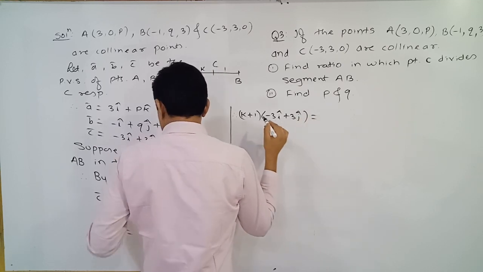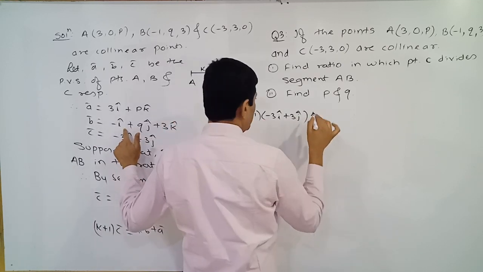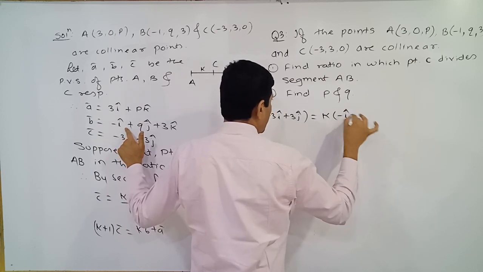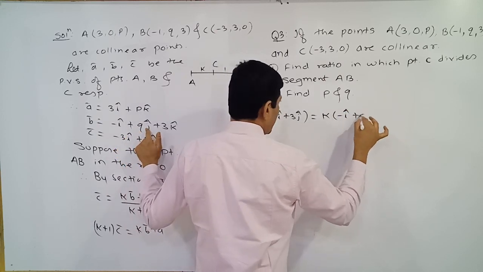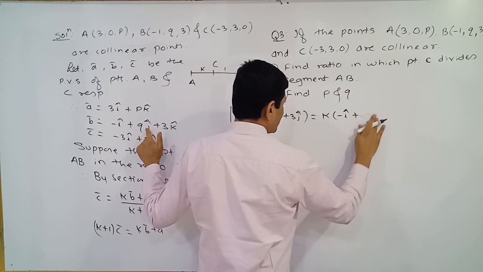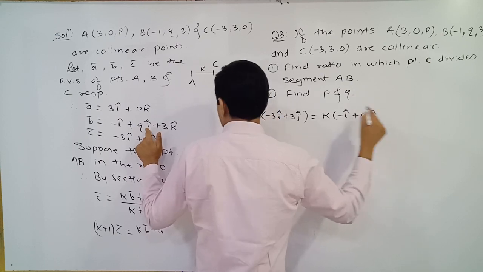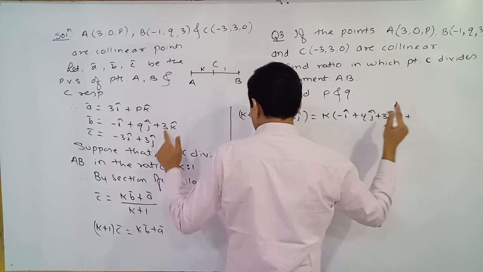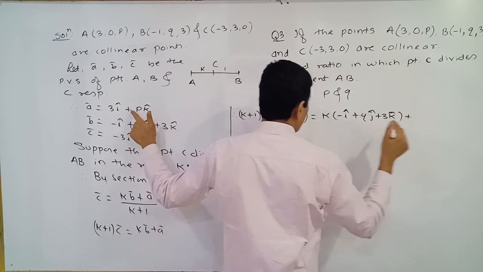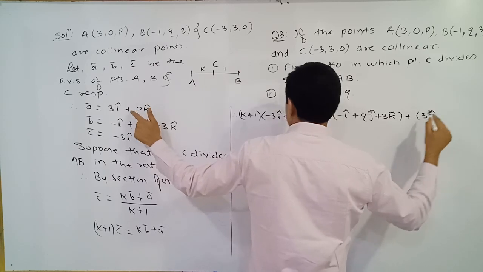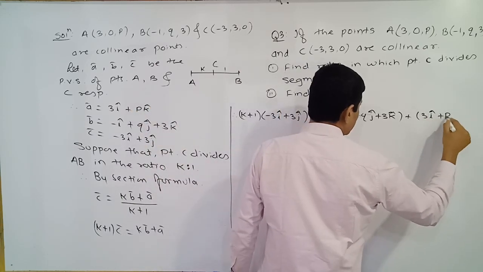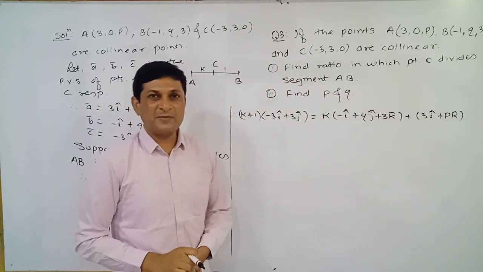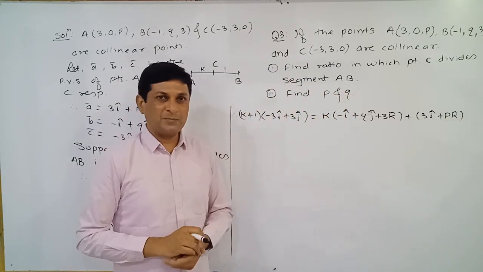On this side, k into B bar. What is B bar? Minus i cap plus q j cap plus 3k cap. Plus A bar. Substitute the value of A bar, that is 3i plus p k cap. So after substituting the values, the remaining part is just to simplify it.